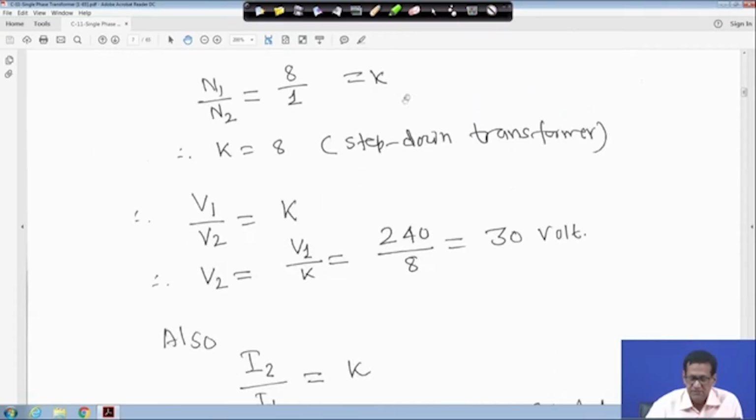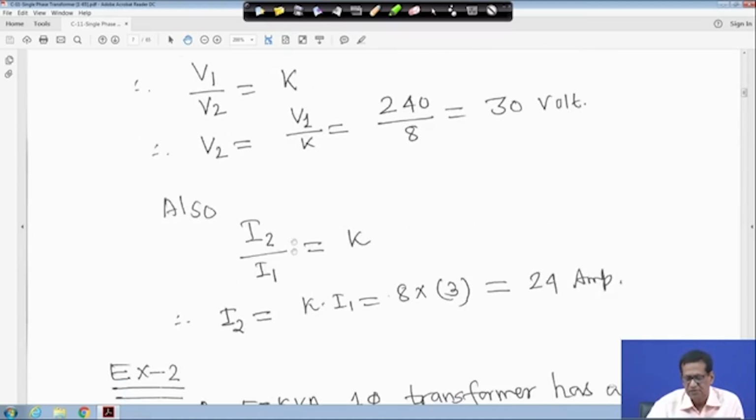V1 by V2 is equal to K, therefore V2 is equal to V1 upon K. So 240 by 8, V2 will be 30 volt. The primary side is 240 volt, the secondary side is 30 volt. Also, we know that I2 by I1 is equal to K, so I2 is equal to K into I1. It is given I1 is equal to 3 ampere, so I2 is equal to 24 ampere.